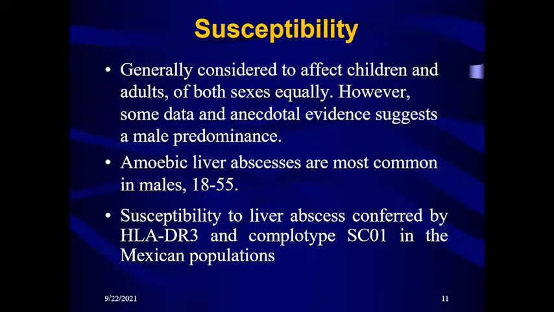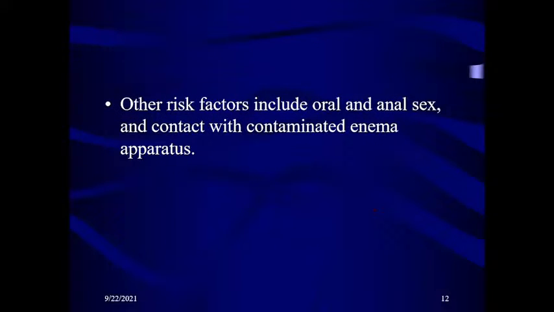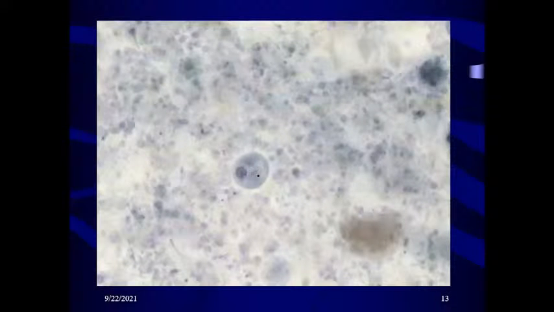Susceptibility to liver abscess is conferred by HLA-DR3 and complotype SC01 in the Mexican populations. Other risk factors include oral and anal sex. I'm not uncomfortable saying that, but anyway, maybe you too. And contact with contaminated enema apparatus in the health facilities. This is a stool preparation, and we are able to see a nucleus and the cysts.